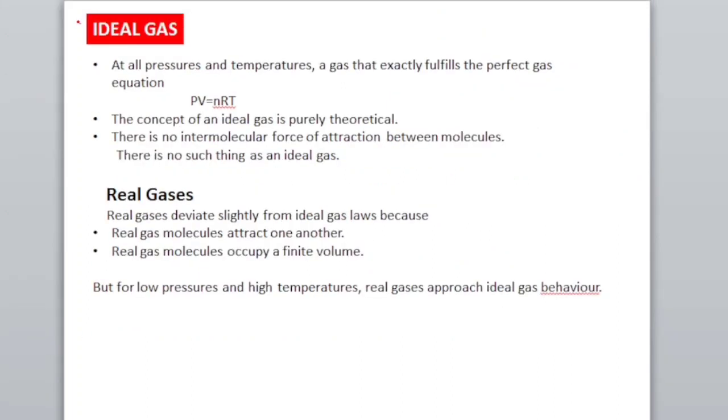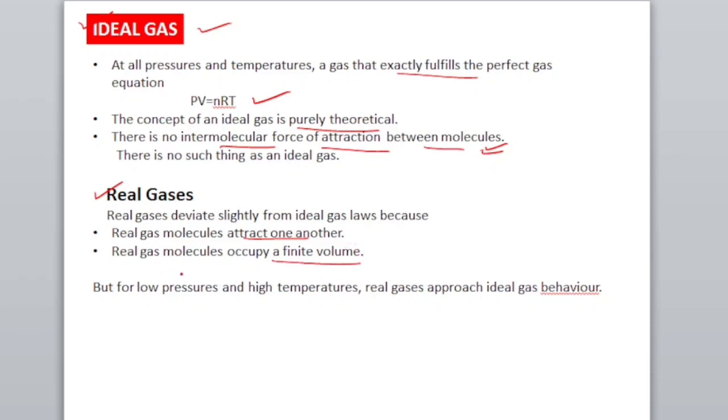After this, there is a graph between ideal gas and real gas. So first, what are ideal gases and real gases? Actually, the ideal gas is purely theoretical. An ideal gas is a gas that exactly fulfills the perfect gas equation PV equal to nRT at all pressures and temperatures. The concept of the ideal gas is purely theoretical. There is no intermolecular force of attraction between molecules. If these conditions exist, then that type of gas is called an ideal gas. But in reality, gas molecules always attract one another. These are real gases, and real gas molecules occupy a finite volume.